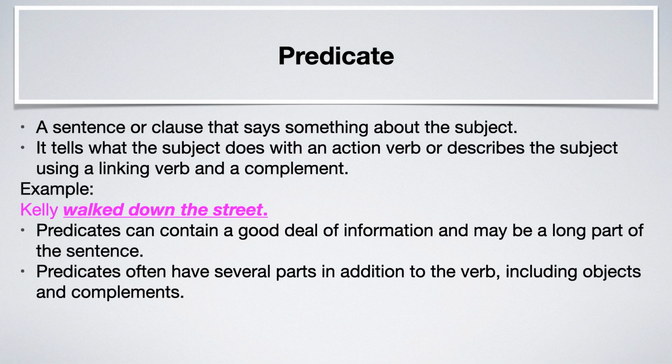In the predicate part you can see verb, adverb and object. Predicates can contain a good deal of information and may be a long part of the sentence. Comparing with the subject part, the predicate part is longer and also carries more information. The subject part, Kelly, only gives information about the name, but the predicate gives more information about what Kelly has done. This is the telling part.